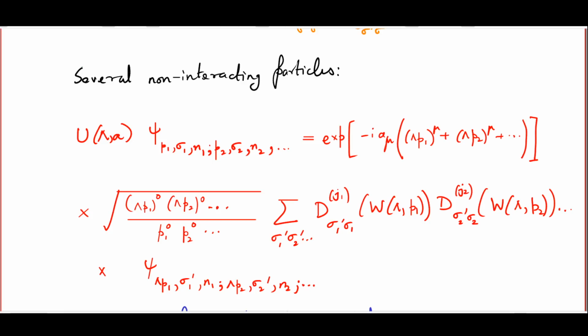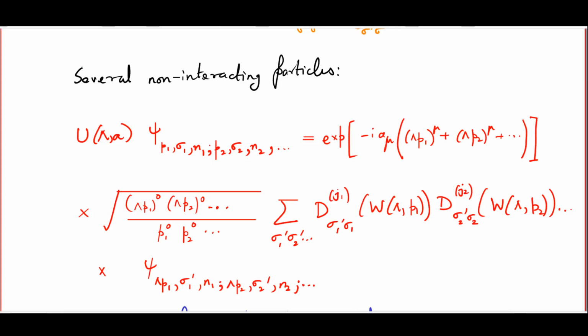The four momenta P1, P2, P3 of the individual particles which make up my state transform under the Poincare transformation to new four momenta λP1, λP2, and so on. So basically it's e to the minus A dot λP1 minus A dot λP2 minus A dot λP3, all of which go up in the exponent to form the phase factor.